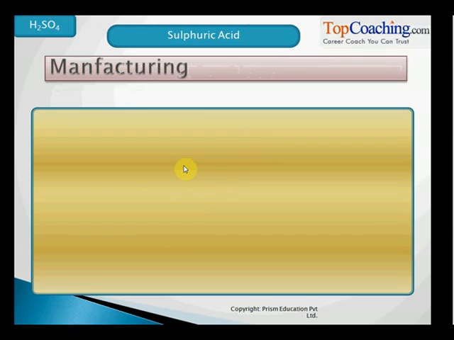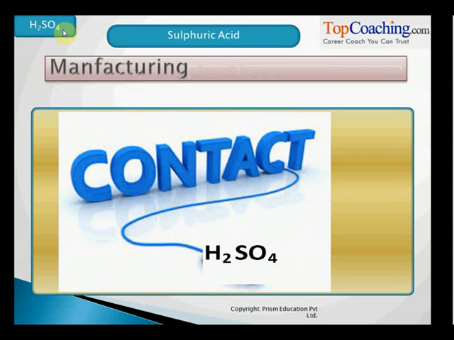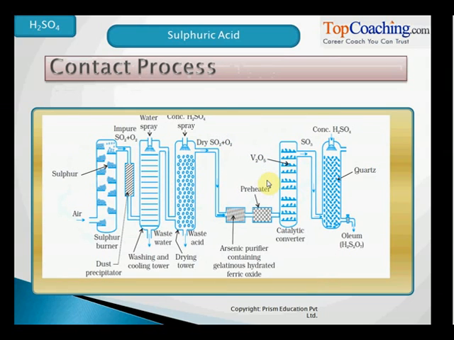Now, how about manufacturing this important chemical called sulfuric acid? By the way, do we know the formula for sulfuric acid? It is H2SO4. Sulfuric acid is manufactured by a process known as the contact process, right? And this is the process. Looks huge in the beginning. Let us understand it step by step. It's pretty simple.